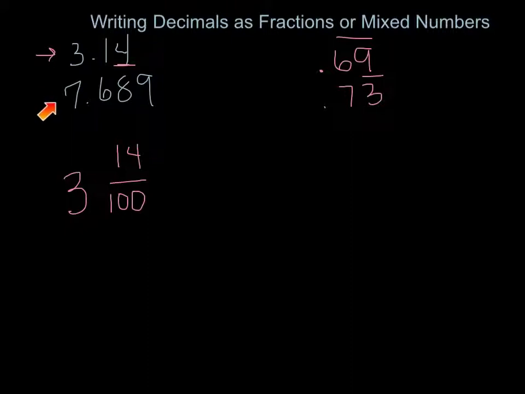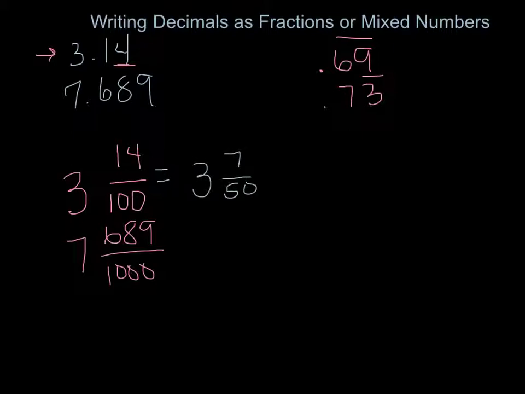For our next number right here, 689 thousandths. 689 thousandths. So I'm going to write that as 7 and 689 over 1,000. Of course, because you want full credit, you're going to simplify these as much as possible. So we're going to have 7/50ths. And then you would want to look at this number and see if you can simplify it. Always try to simplify to get full credit.